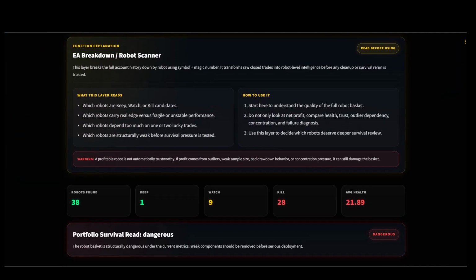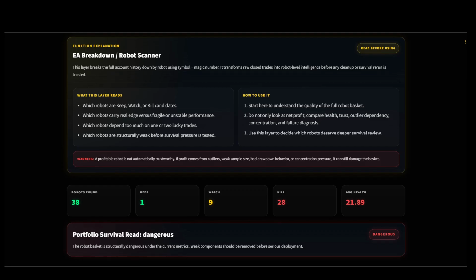This is where the tool starts scanning the portfolio robot by robot and transforms the raw trade history into robot-level diagnostics. At the top, you first get the explanation of what this layer reads. It checks which robots are keep, watch, or kill candidates. It also checks if robots carry real edge, if they are fragile, if they depend too much on a few strong trades, and if they are structurally weak before the survival part even starts. And below that, you immediately get the first portfolio scan.